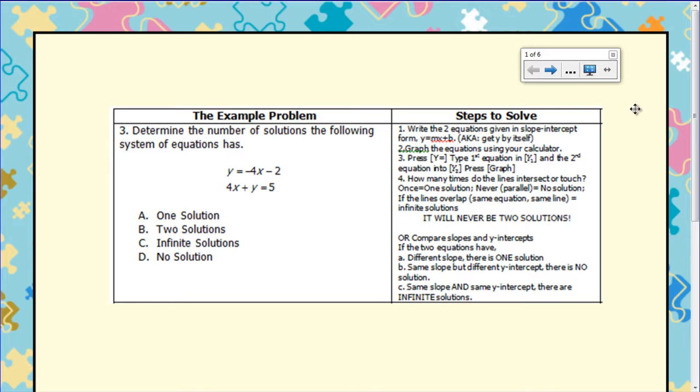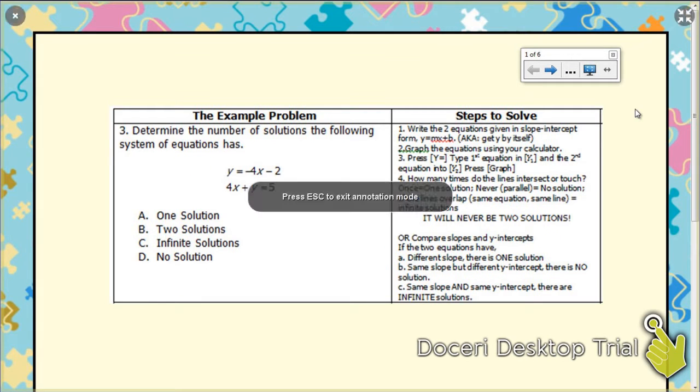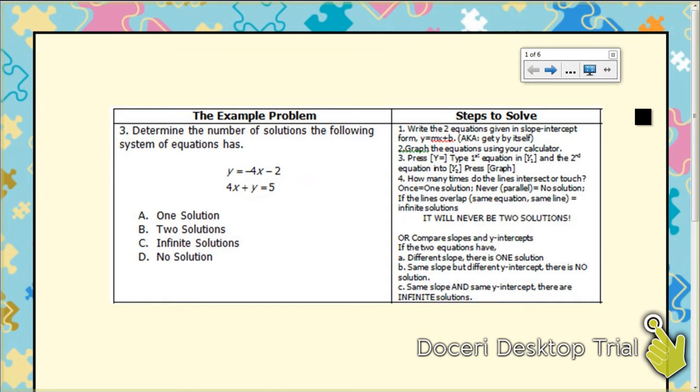If you look at the very first equation, y equals negative 4x minus 2, that has y by itself. But the second equation says 4x plus y equals 5, and the y is not by itself. So we're going to have to get that y by itself, and to do that we're going to subtract 4x from both sides. And when we do, we get that y equals negative 4x plus 5, or you could write 5 minus 4x, they're the same thing.